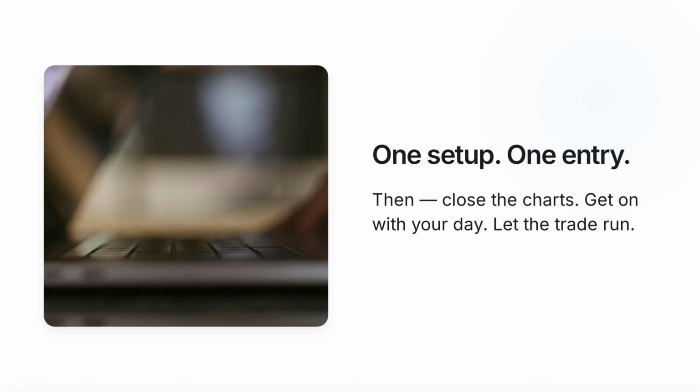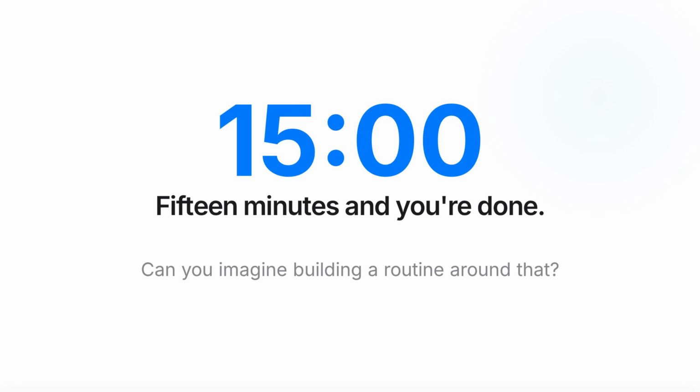So there's going to be one setup, one entry, and then you will just close the charts. Get on with your day. Let the trade run. And most interestingly, we trade with the pending orders. You don't have to execute your trades live. You just set your pending order and you leave. Set and forget. That's it. That's the entire system. 15 minutes of your morning and you're done.